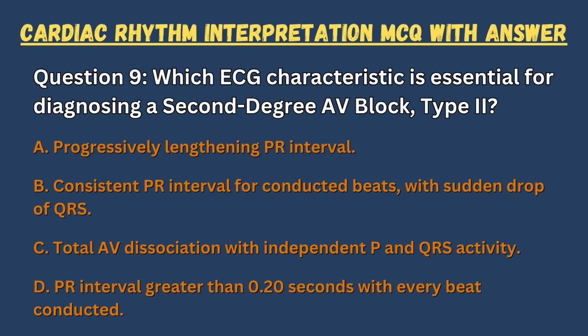A. Progressively lengthening PR interval. B. Consistent PR interval for conducted beats, with sudden drop of QRS. C. Total AV dissociation with independent P and QRS activity. D. PR interval greater than 0.20 seconds with every beat conducted.